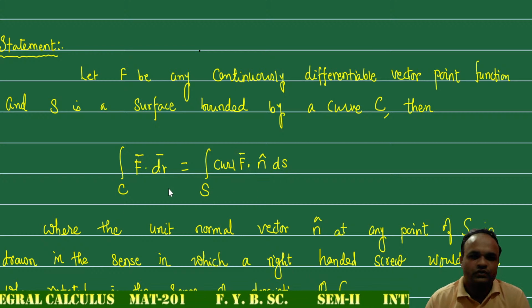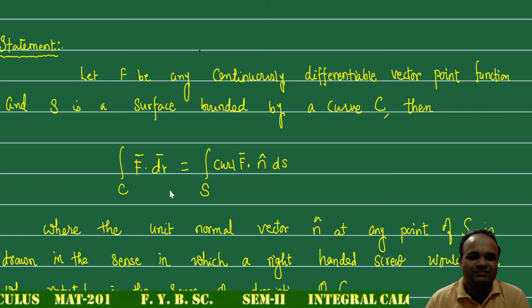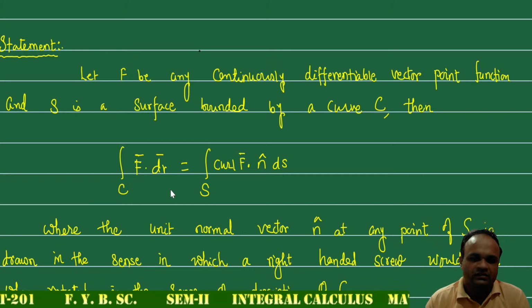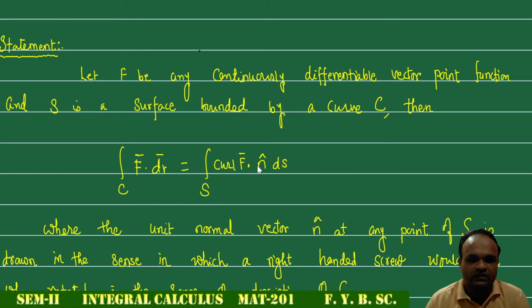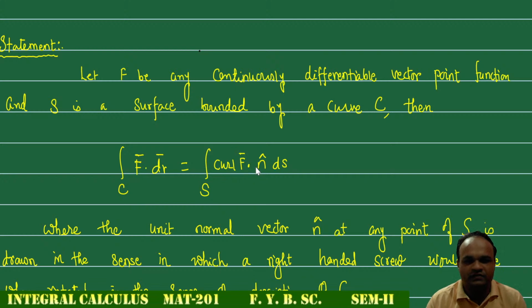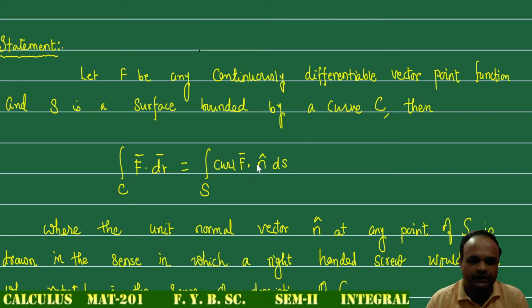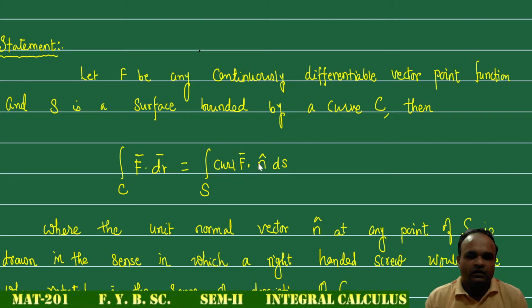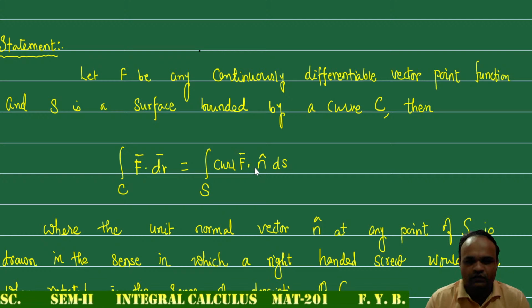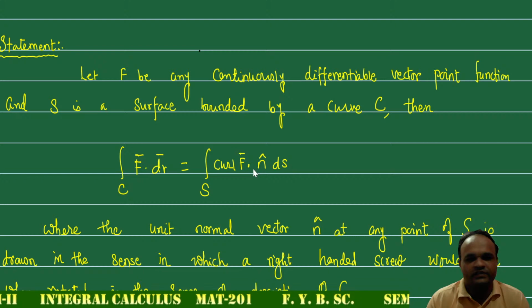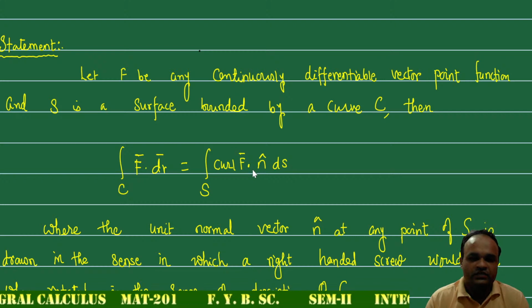So Stokes theorem gives us the line integral in terms of surface integral, or you can transform line integral to surface integral or surface integral to line integral. So previously in Gauss divergence theorem we have seen we can transform a surface integral to volume integral or volume integral to a surface integral, that is integral transformation.